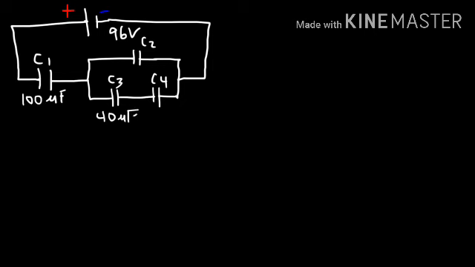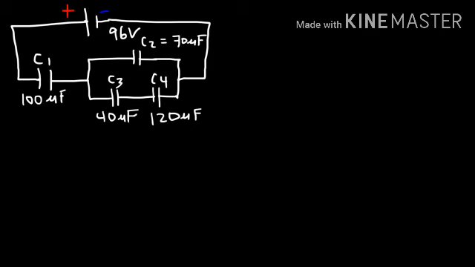And let's say the circuit looks like this. This is going to be a 96-volt battery. Here we have the positive terminal and the negative terminal. Let's call these C1, C2, C3, C4. Let's say C1 has a capacitance of 100 microfarads, C3 is going to be 40 microfarads, and C4, 120 microfarads. And C2, we're going to assign it a value of 70 microfarads.